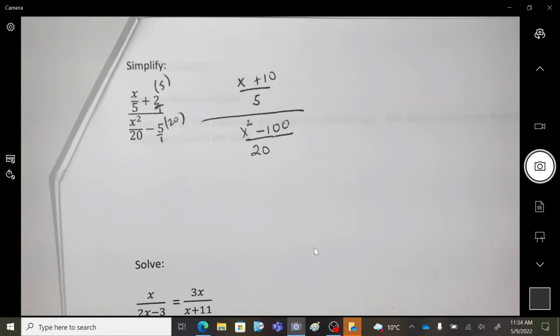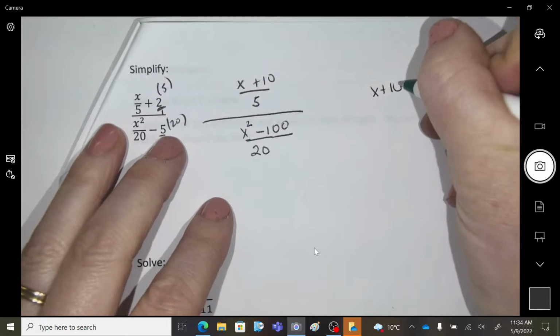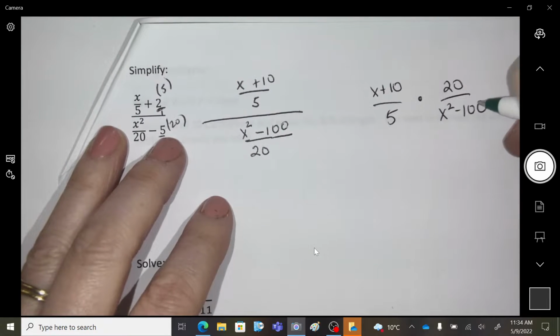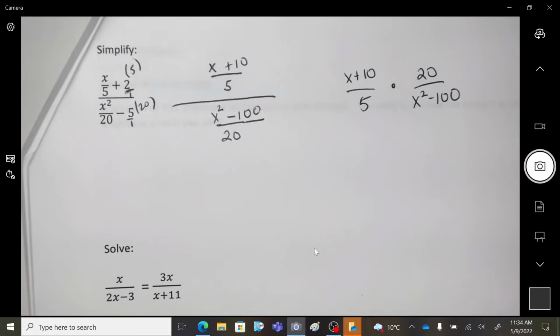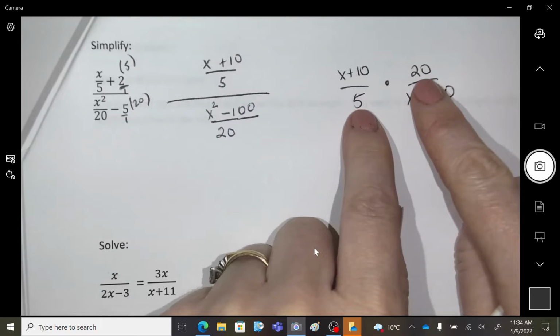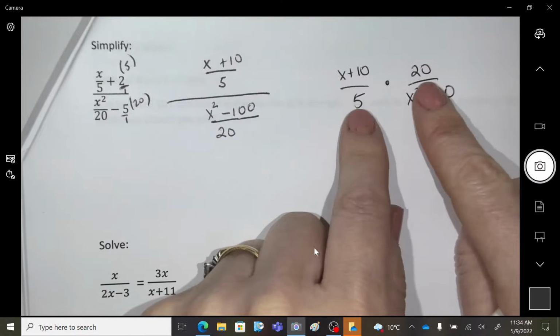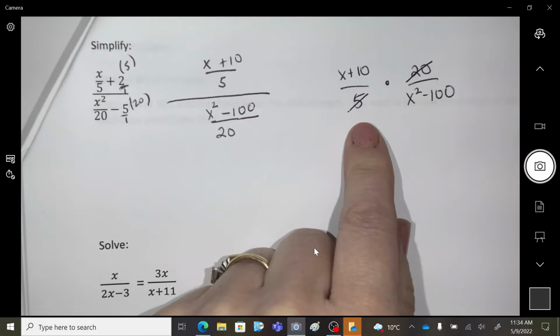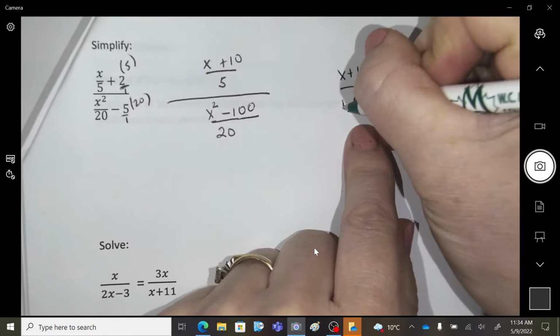Okay, now I'm going to turn that whole statement into a flip multiply. So x plus 10 over 5 times and flip. Okay, instead of dividing that fraction, I just times and flipped it. Right now I'm looking at the 20 and the 5. What could I do to that? Divide by 5. So if I divide by 5, that's a 4 and a 1.